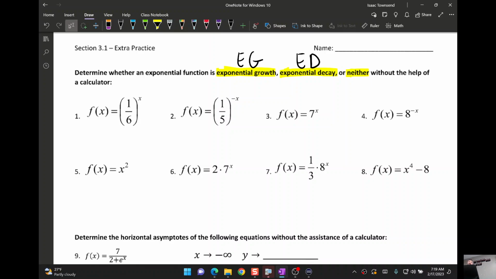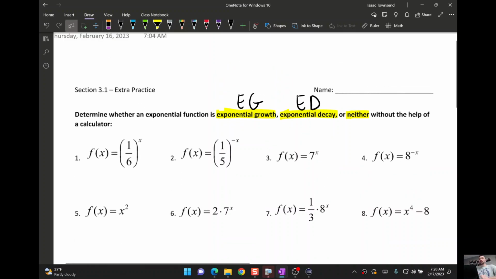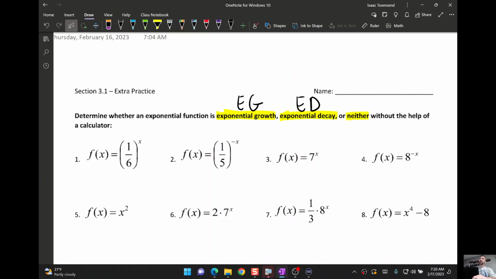So there's a couple of them that I think are a little bit easier. So I'm going to start with those and then work my way out. But generally what makes something exponential growth, if you think of this as a to the x, when a is bigger than 1, you can think of it as exponential growth. So question 3, 7 to the x is definitely exponential growth.